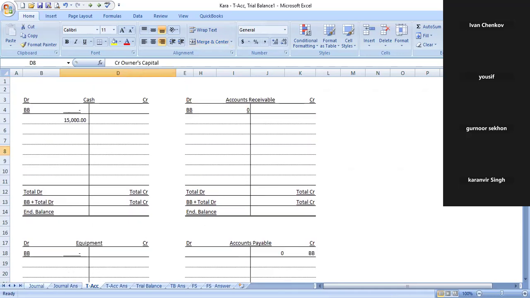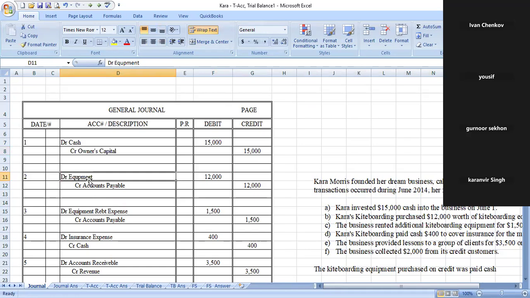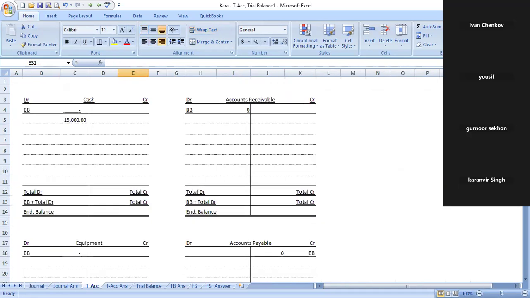Let's do the second entry now. The business purchased equipment but didn't pay for the equipment. So the equipment is going to go up with 12,000, and accounts payable is going to go up with 12,000. Let's do the T accounts.